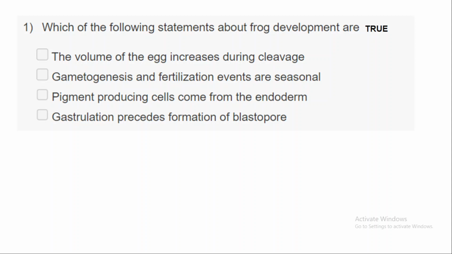Which of the following statements about frog development are true? So this is the question about frog development. Which of the following statements about frog development are true? The volume of egg increases during cleavage. Option A.